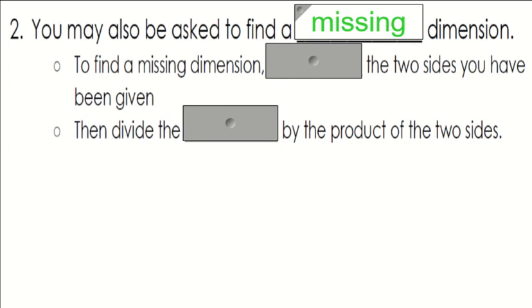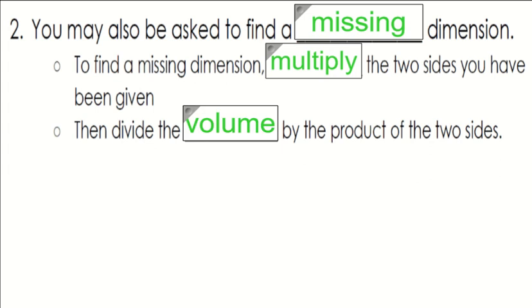That sounds like it might be super cool, like, ooh, we're gonna be like Doctor Strange and go looking for different dimensions or parallel universes. It's not. By dimension, they mean length, width, height, okay? So to find the missing dimension, which is just the missing side, the book says multiply the 2 sides you've been given, then divide the volume by the 2 sides, okay?